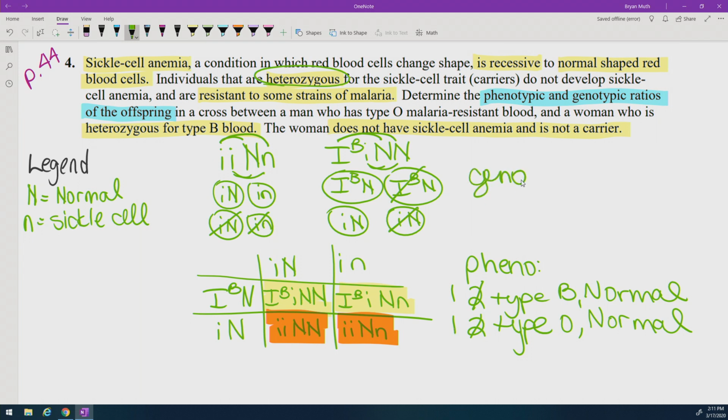Genotypically, we'll look at them, and we see I^B i with 2 capital N's, homozygous for the dominant trait, is different than heterozygous, and same with the other two. So genotypically, we have a 1-to-1-to-1-to-1 ratio. And we're done.